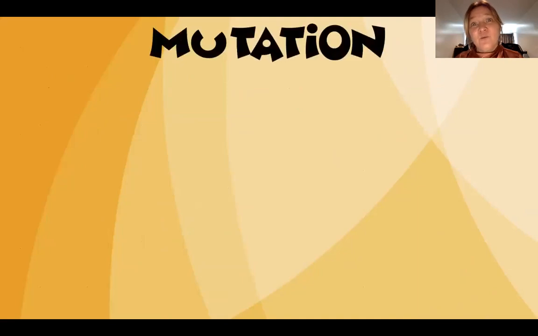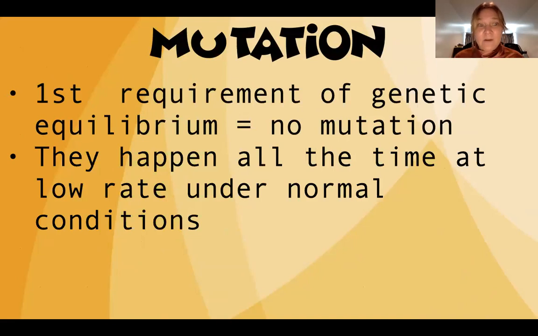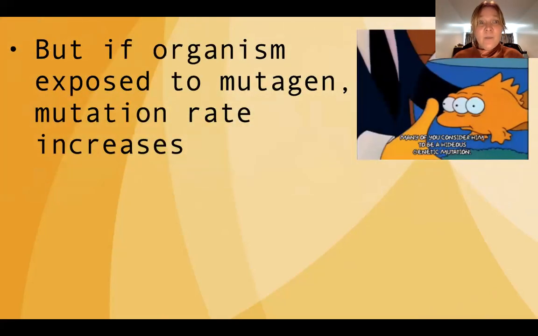So this is going to look at the reality of how all 5 of these rules are actually violated in the real world. So the first requirement is no net mutation. But mutations happen all the time at a low rate under normal conditions. But if an organism is exposed to a mutagen, which is anything that causes a mutation, the mutation rate can increase.